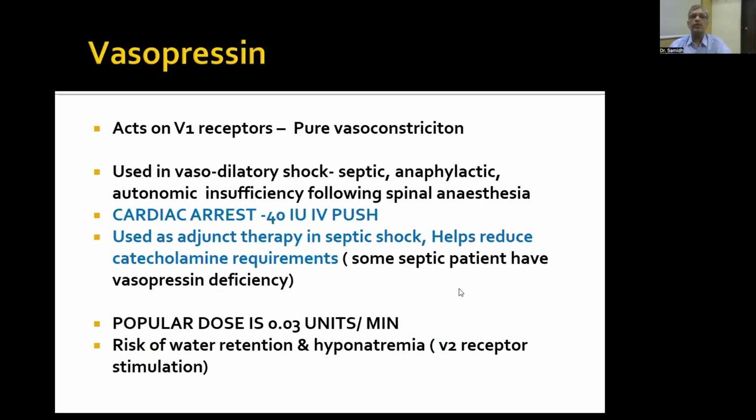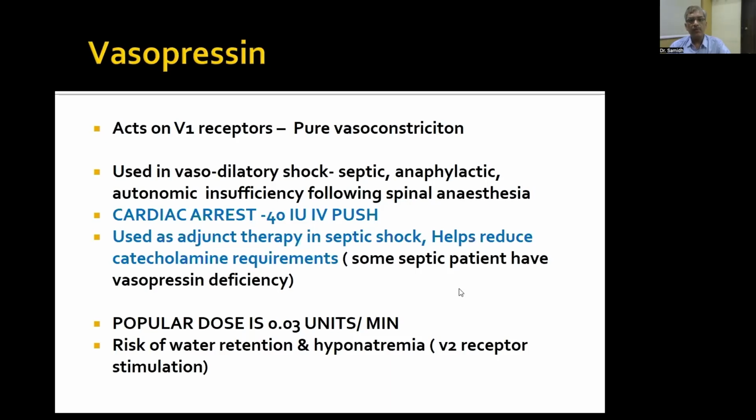Then another specialist is vasopressin. It acts on the V1 receptor and is a pure vasoconstrictor. It is used in vasodilatory shock like septic, anaphylactic, autonomic insufficiency following spinal anesthesia. It is also used in a bolus form in cardiac arrest. It is used as an adjuvant therapy in septic shock. It helps reduce the catecholamine requirement.